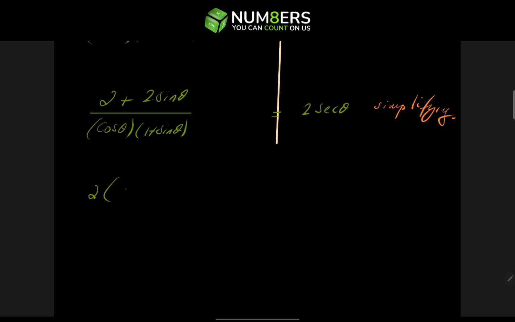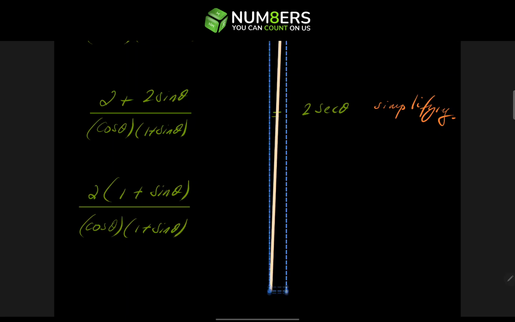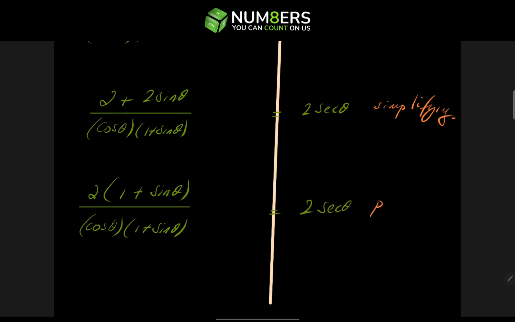We have 2 times 1 plus sine theta divided by cosine theta times 1 plus sine theta, and that is equal to 2 secant theta. Again, on the right side we have 2 secant theta. Here we factored out, so it's again properties of algebra.